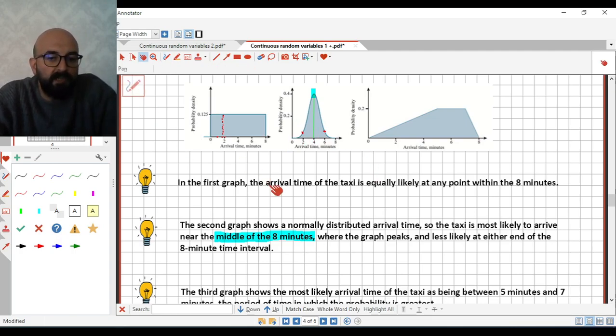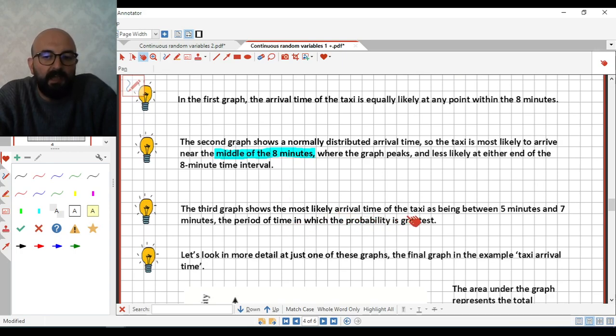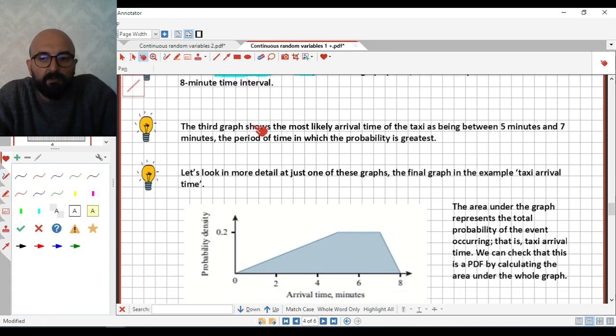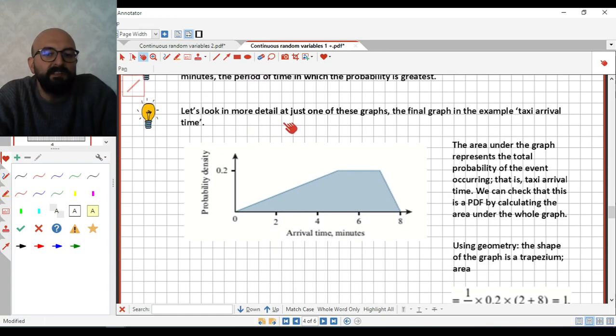And the third graph shows the most likely arrival time of the taxi as being between 5 minutes and 7 minutes, the period of time in which the probability is greatest. Between 5 minutes and 7 minutes the taxi has the greatest probability of arriving. And now let's look in more detail at just one of these graphs, the final graph in the example of taxi arrival time.